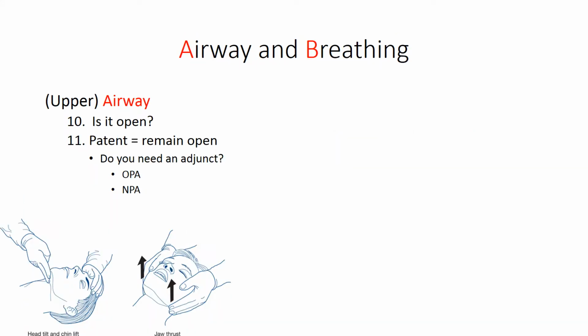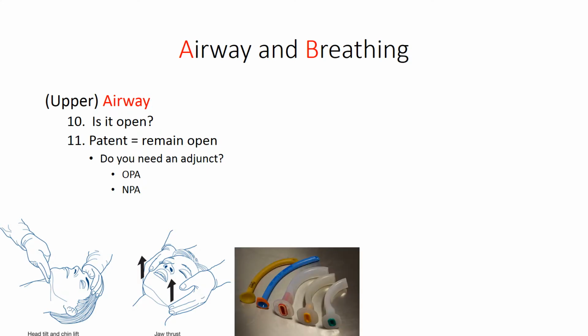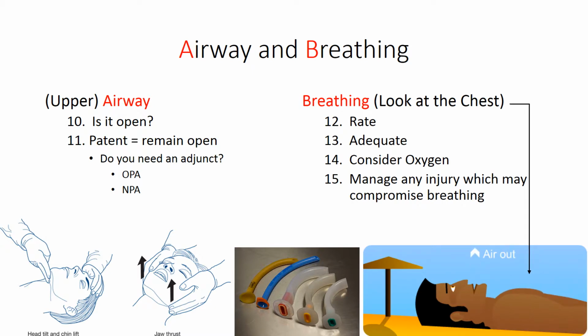Then we will start with our A, B, C, D. We will open up an airway and make sure that it remains open, and if we have to, we can use tools such as an OPA or an NPA. We're going to look at the chest and make sure that the chest is rising and falling. We will assess the rate. We will consider giving him oxygen and managing any injuries that we note at this time.